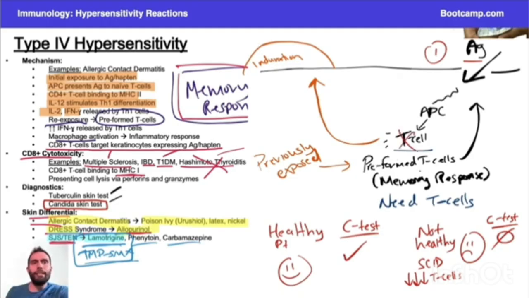If you don't have functioning T cells, because you can't go through a T helper 1 response, you can't have CD8 positive T cells attacking that area to cause there to be some inflammation to get the induration. Okay, so that's the point. Let's add a layer to that. Now let's talk about the tuberculin skin test.